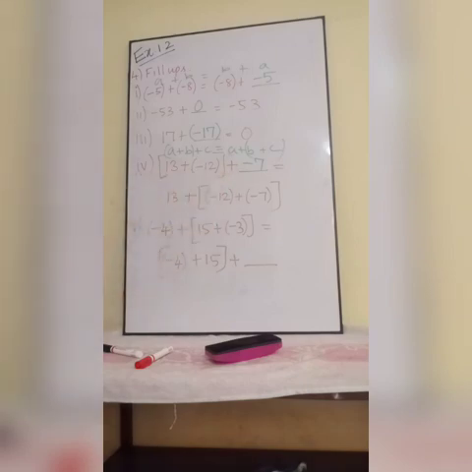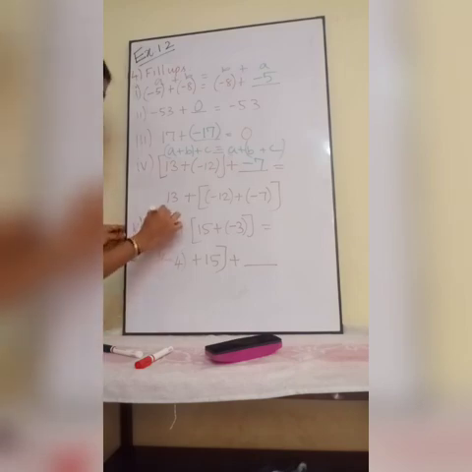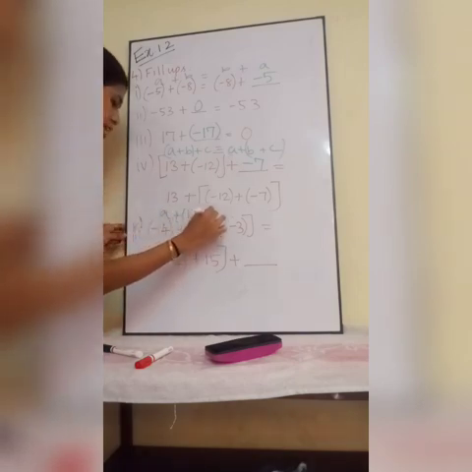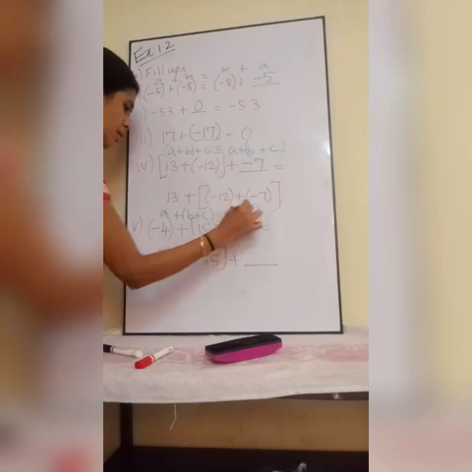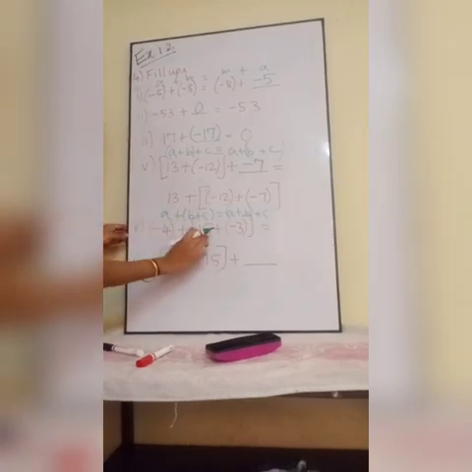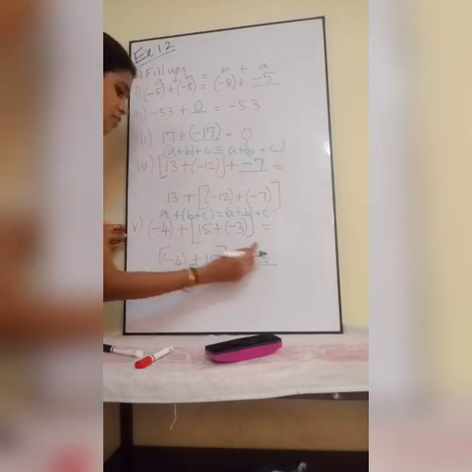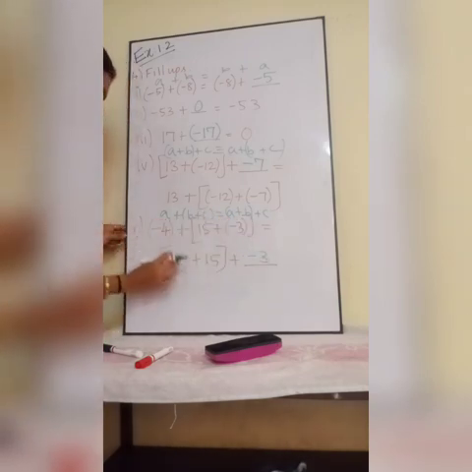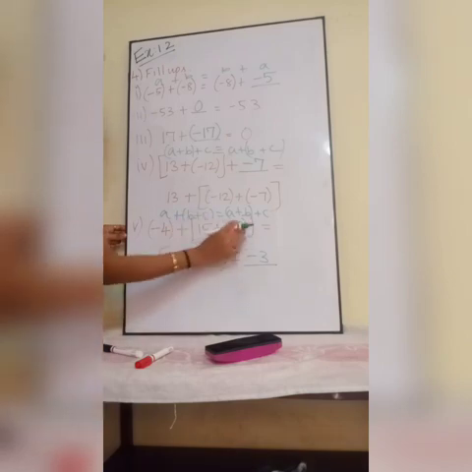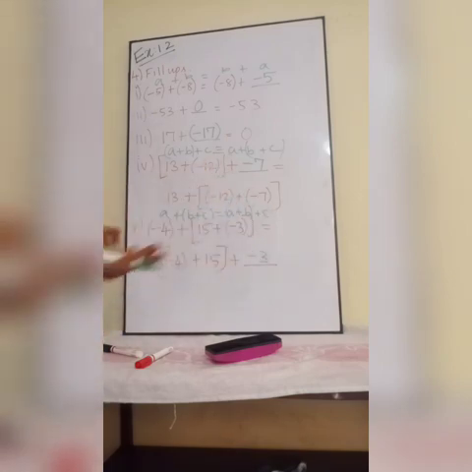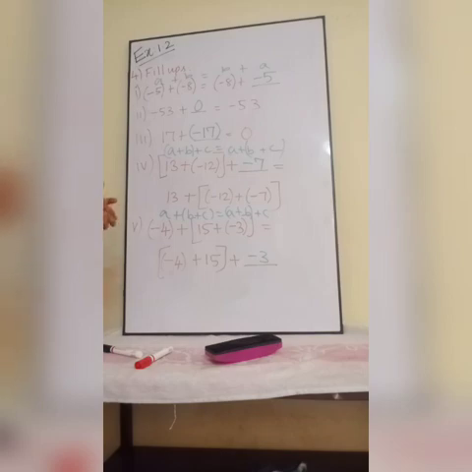Understood? Next, this is also an associative property. This is my a, this is my b, this is my c. What is actually remaining? 4 is there, 4 is there. 15 is there, 15 is there. So what is not there? Minus 3. So write the minus 3 as such. While doing this, you should concentrate on the properties given before this exercise 1.2. Read that carefully and do the fill in the blanks.